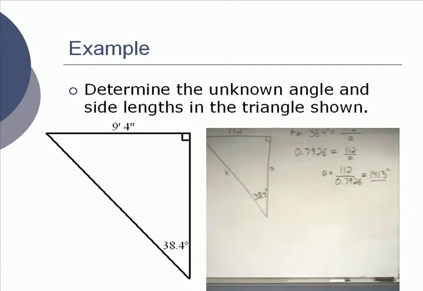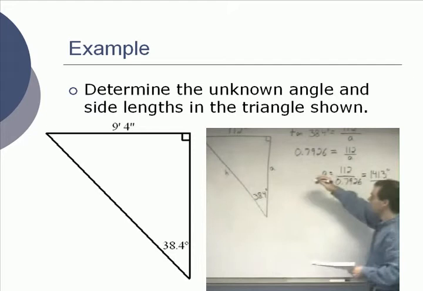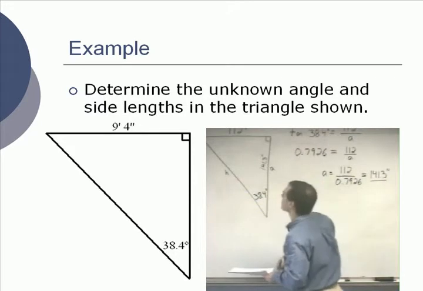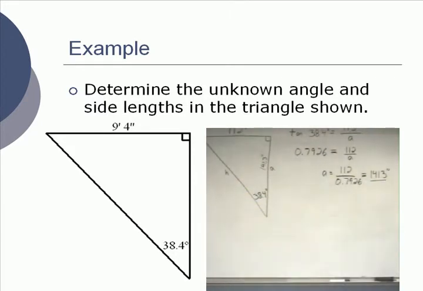Anybody else get the same thing? 141.3. Okay, so we've got this side. We're going to blow off significant digits here for a couple of examples and just leave extra precision. And now let's find B.